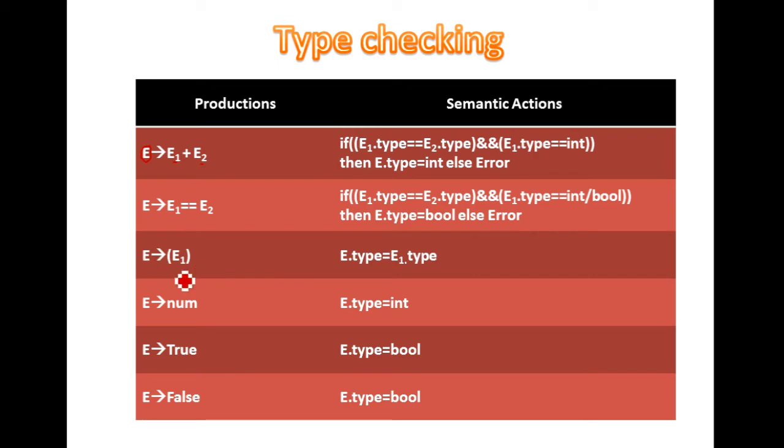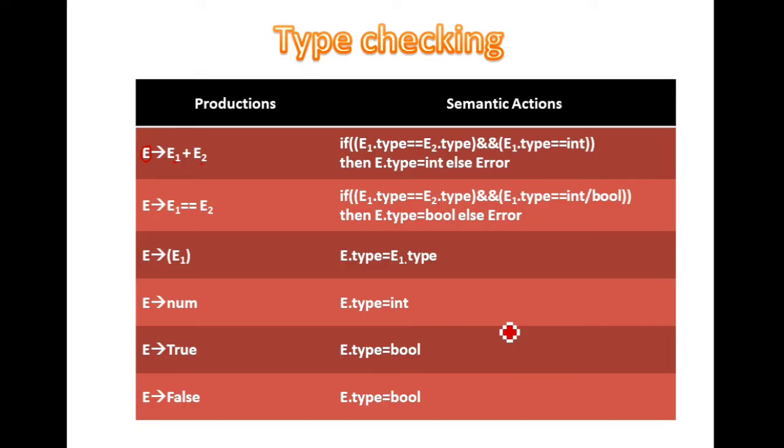And when we come to the third one, E tends to E1 flanked by brackets, so E dot type is equal to E1 dot type. The fourth production, E tends to number. Number is an integer, so E dot type is also integer. Now when expression E is equal to true, obviously E data type is boolean, and when expression E is equal to false, E data type is also boolean in this case. So these are the typical productions which are given and the respective semantic actions.